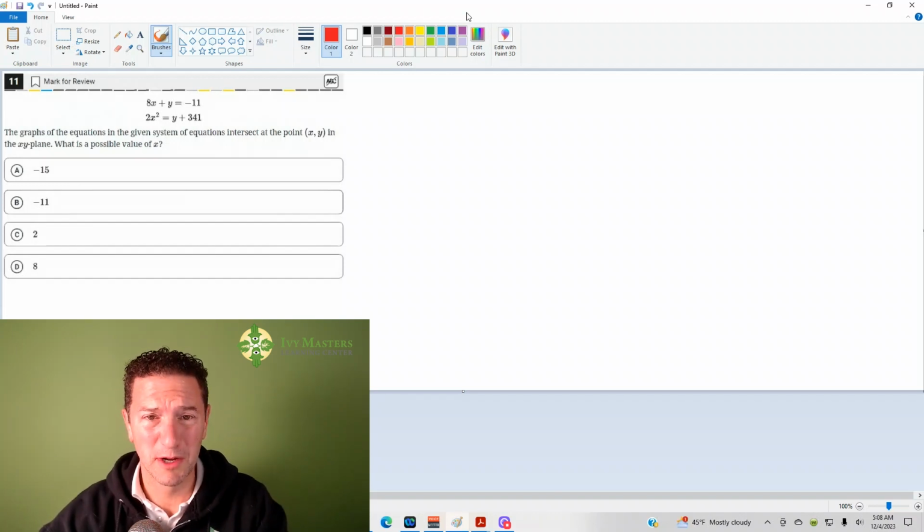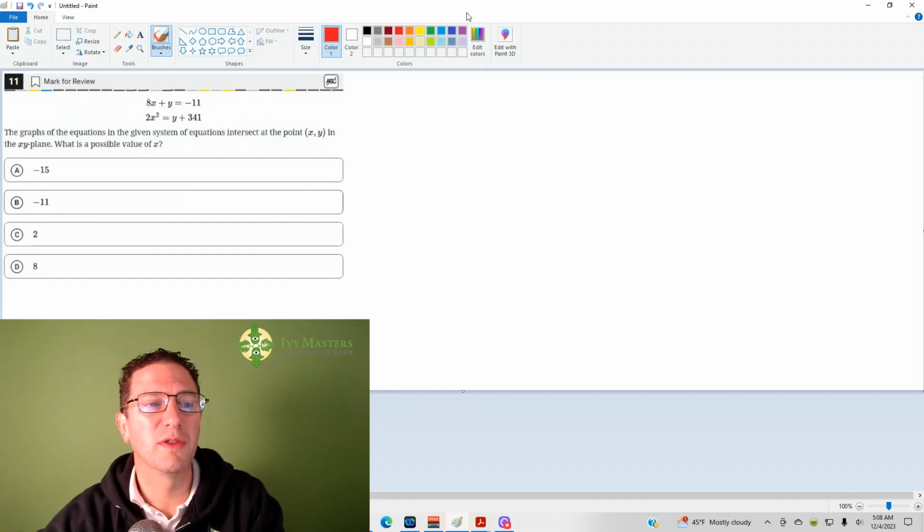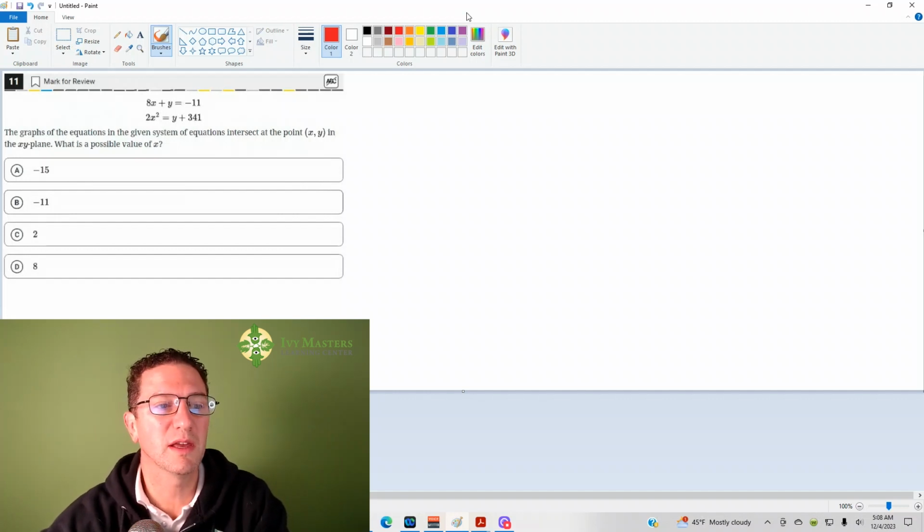Today we're going to look at the 11th question from the Digital SAT, Test 1 Module 2 from the Bluebook app, the harder set of math questions. Number 11 reads, the graphs of the given system of equations intersect at point (x, y) in the xy-plane. What is a possible value of x? Easiest way to do this, use Desmos.